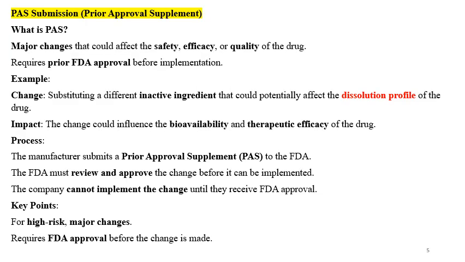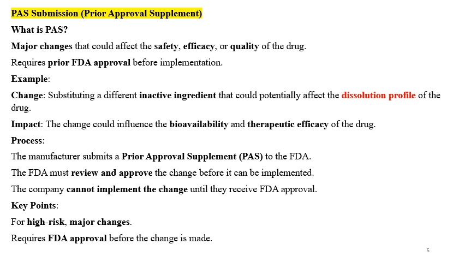PAS, it is prior approval supplement. As the name indicates, it is also called PAS. It is for major changes that could impact the safety, efficacy and quality of the drug product. It requires approval of the FDA before implementation, and the submission is a PAS submission. An example is substituting a different inactive ingredient that could potentially affect the dissolution profile of the drug.